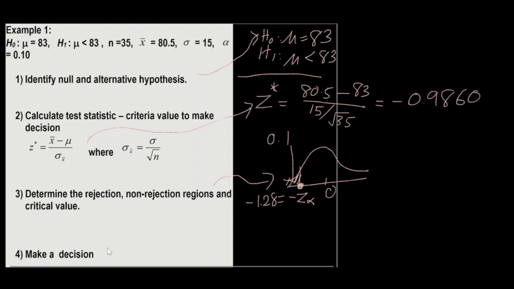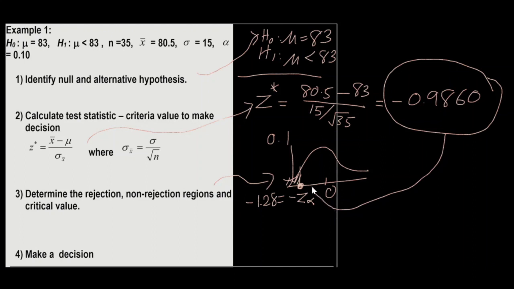And finally, we would make a decision. So how do we make a decision? You would compare your test statistics with your rejection and non-rejection region. So where does your test statistic fall in this distribution? It is definitely more than negative 1.28. So it falls somewhere here, which means your test statistic Z star falls in the non-rejection region.